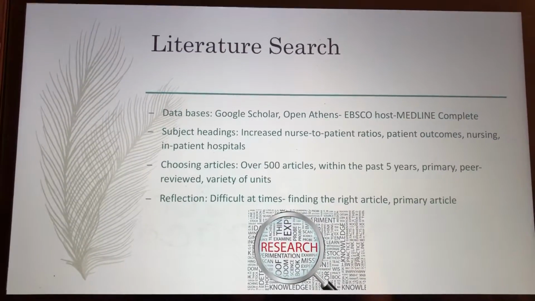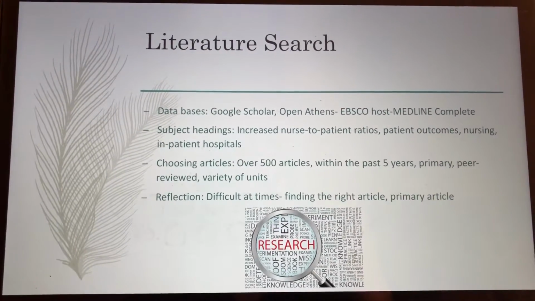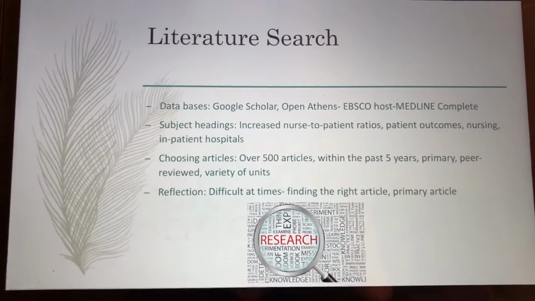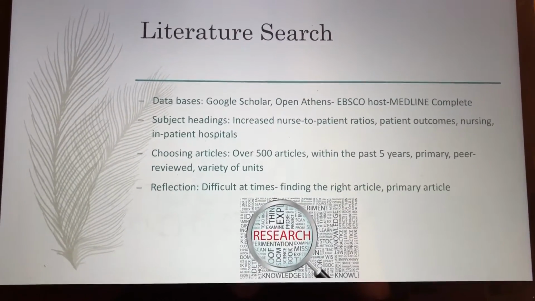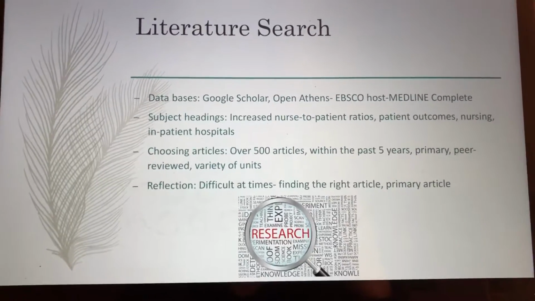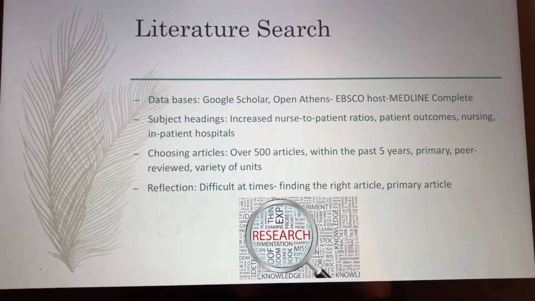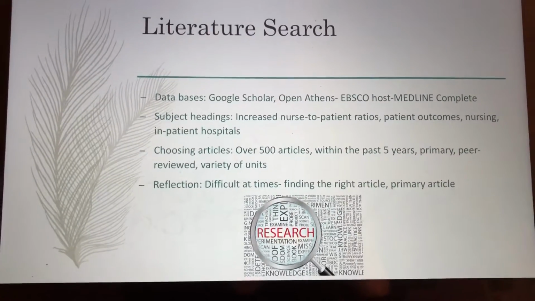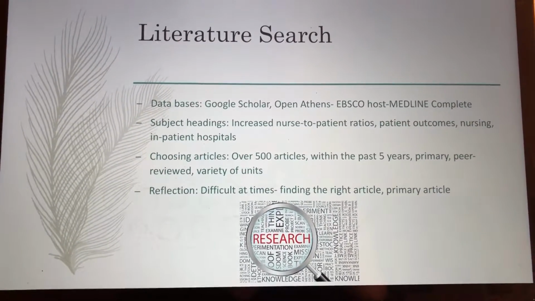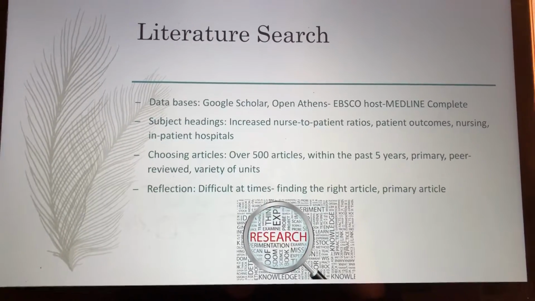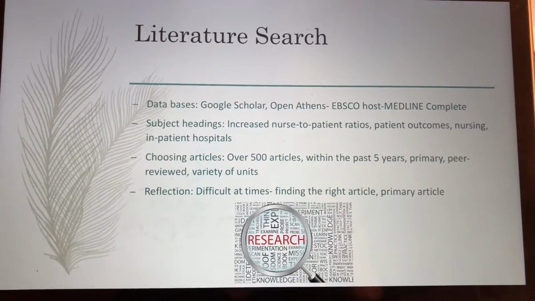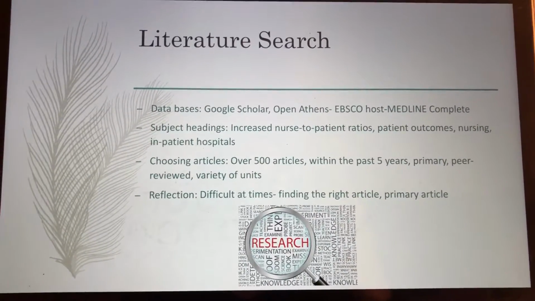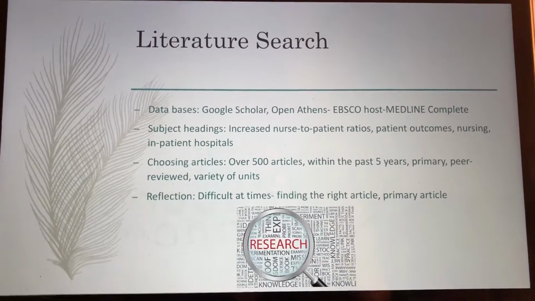So I went back and I made sure I had the settings set to within the past 5 years, that it was peer-reviewed, and I changed the heading to inpatient hospitals. So I just got inpatient hospitals instead of everything. This helped to narrow it down a little bit and get right to the point. So when I was choosing my articles, I made sure that they were within the past 5 years. They were primary articles, they were peer-reviewed.